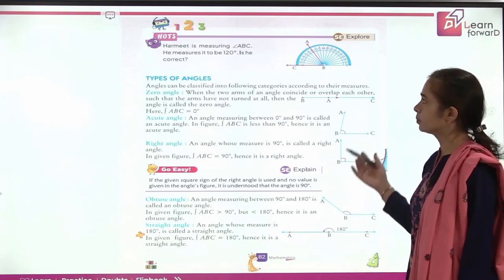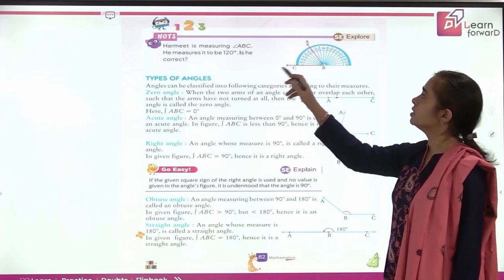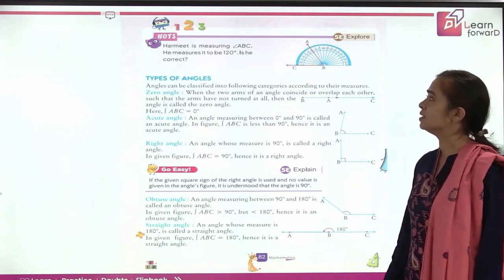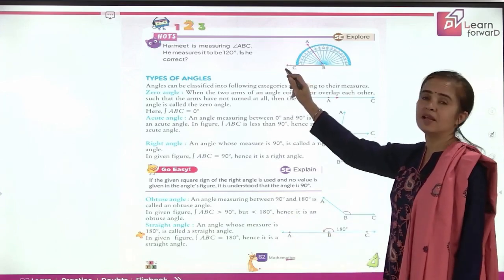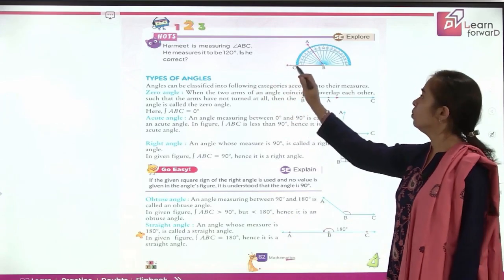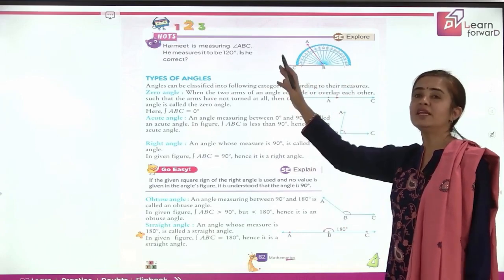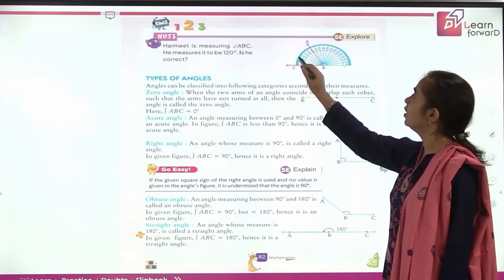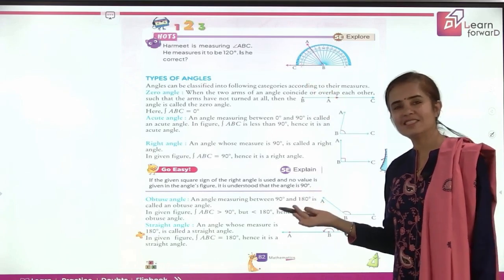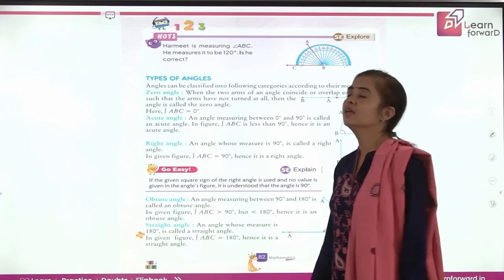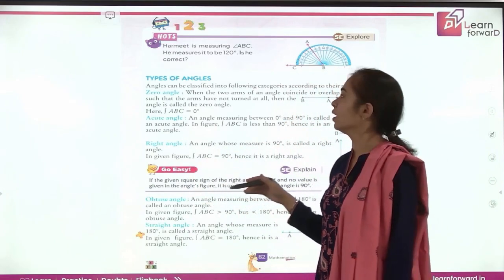Okay. Now Harmeet is measuring angle ABC. He measures it to be 120 degrees. Is he correct? Now see, this is your baseline, this side. So will you be reading 0 from here or from here? You'll be reading 0 from here. So 0, 10, 20, 30, 40, 50, 60. What is it? It's just 60 degrees. Okay. So this is what you have to be very careful about when you are reading or drawing angles.